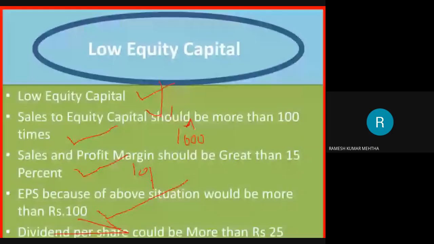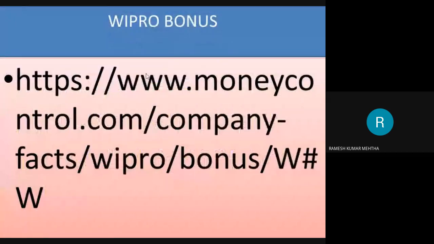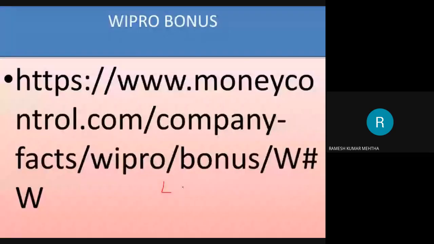Next, let's take some case studies for our example. In this case, I'm talking about the company Wipro. Let's see how the company has declared bonus and dividend over the last 50 years. My intention in this particular session is manifold, and one of them is long-term investment and wealth maximization. So this is the URL from where you can get the information.